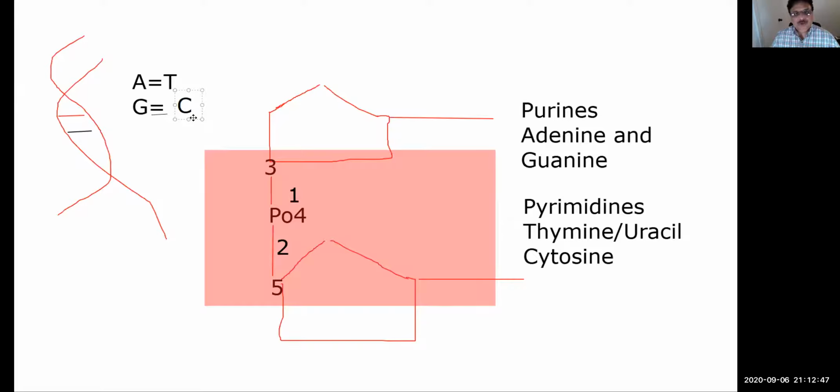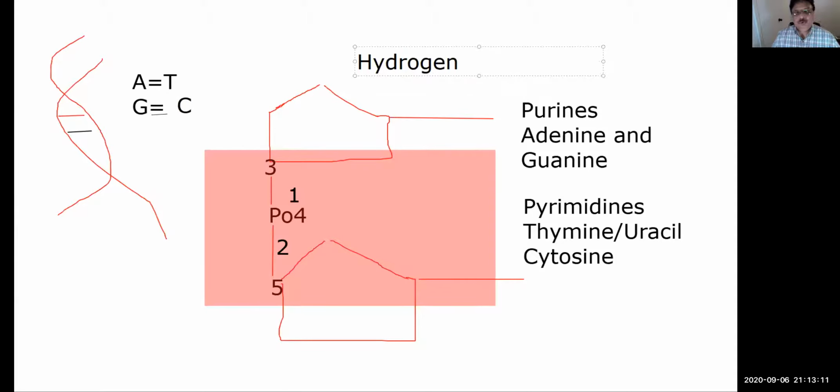Purine bonds with pyrimidine, for example, thymine bonds with adenine, and guanine, that is purine, forms a bond with cytosine. Now I'm saying the word bond. So what is this bond? This is hydrogen bond. So what kind of bonds do you know so far?